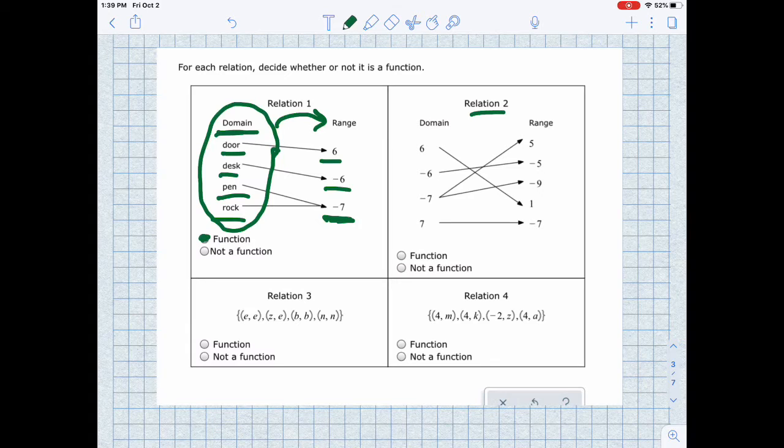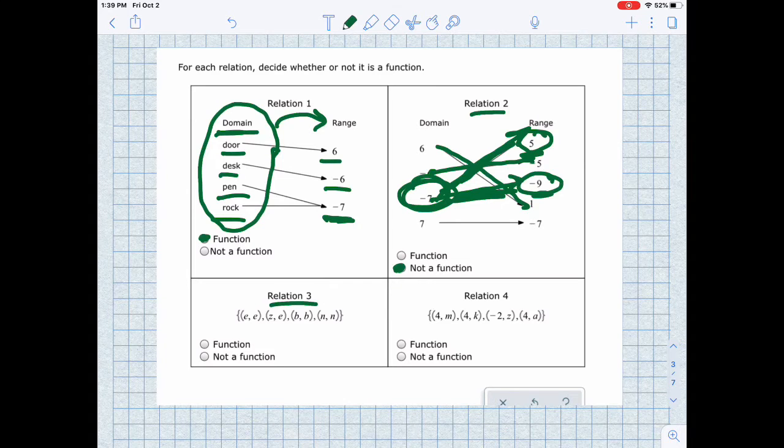Okay, relation 2: 6 goes with 1, -6 goes with -5, but here's my problem. -7 goes with 5, and -7 goes with -9. As soon as we see that this -7 has 2 outputs, then it is not a function. We don't want to get a liver snack when we have pushed the button for Snickers.